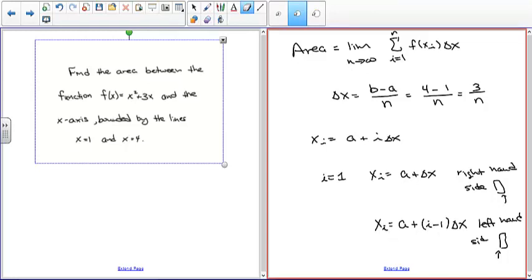So for our particular case, when i is equal to 1, which is the first step, you get 1 minus 1, which is 0. And so in that case, x sub 1 is going to be equal to a. That's the left-hand side of the first rectangle. This way, you do the left-hand side of the rectangle, and this is the right-hand side of the rectangle. So we're going to just use this one, and I'm going to go ahead and erase this.